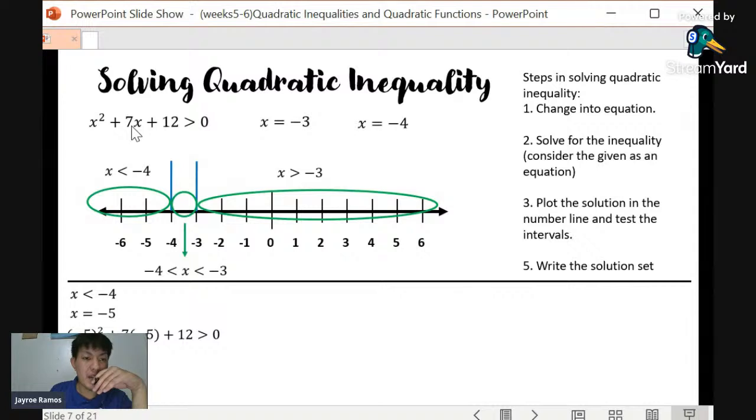So yan po yung kalalabasan. Wag po kayong malilito ha, yung x na variable, pinalitan lang po natin ng -5. So we have x squared, ginawa lang nating -5 squared. And then we have plus 7x, ginawa lang natin plus 7 times -5. And then kinopya lang natin yung plus 12 is greater than 0. So now we're going to simplify. So what is -5 squared? Sige, tanggalin ko muna yung cam para makita po ninyo.